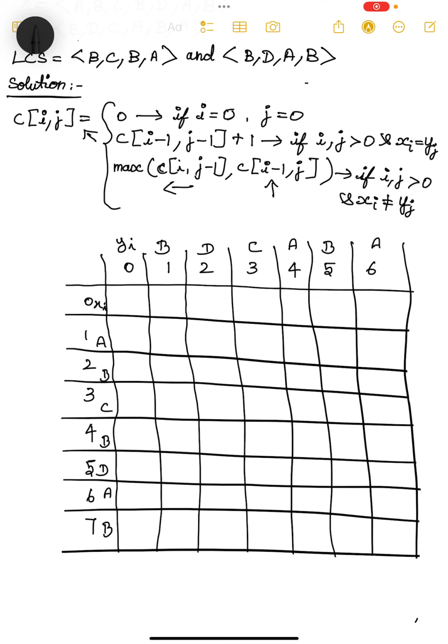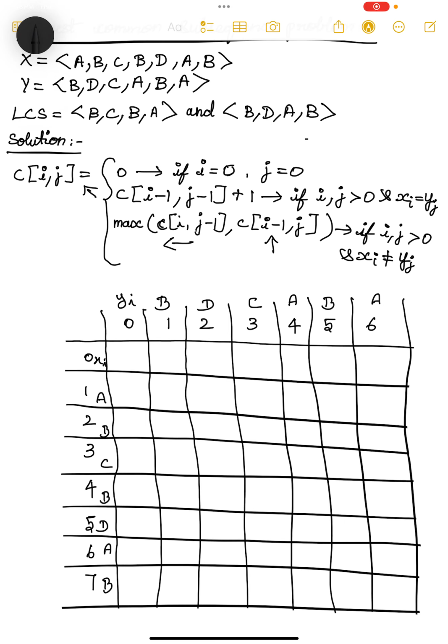If i and j are greater than 0 and Xi is not equal to Yj, then C of i comma j will be equal to the maximum of C of i comma j minus 1 and C of i minus 1 comma j. If C of i comma j is equal to C of i minus 1 comma j minus 1 plus 1, then we have to use this arrow mark. A slanting arrow mark must be used in the table.